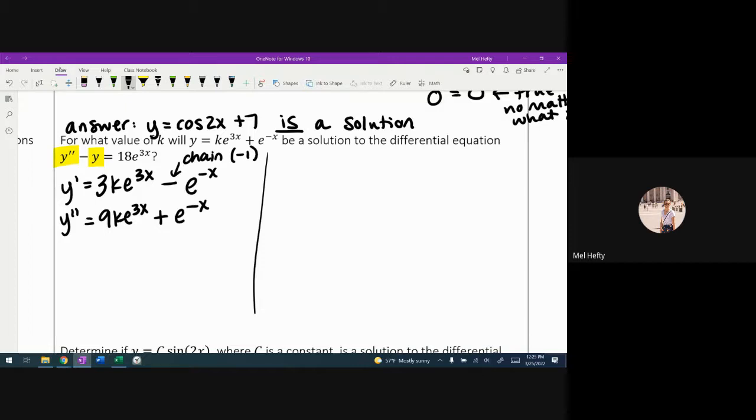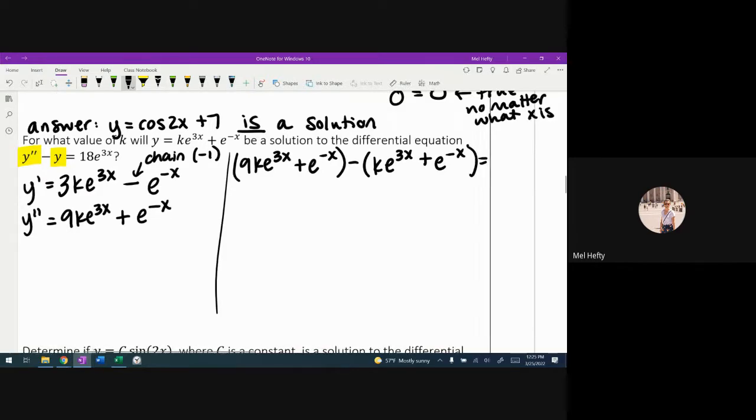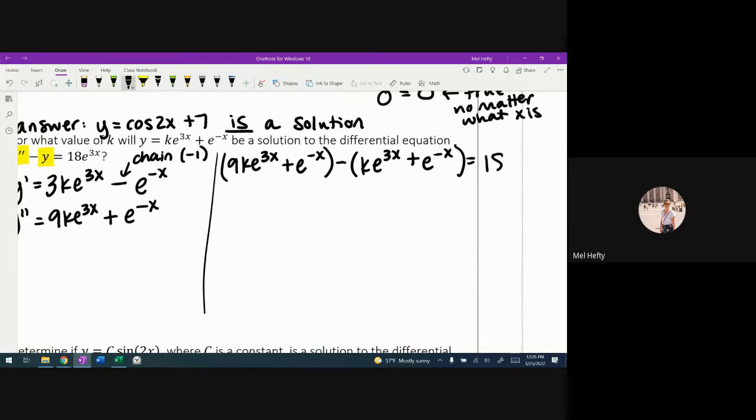So I've got y double prime was this 9k e to the 3x plus e to the negative x. All right, they're asking me to subtract what y was, so my original guy. So k e to the 3x plus e to the negative x. And they're saying that equals 18 e to the 3x. Whoa, this looks crazy. Looks like a lot's happening.